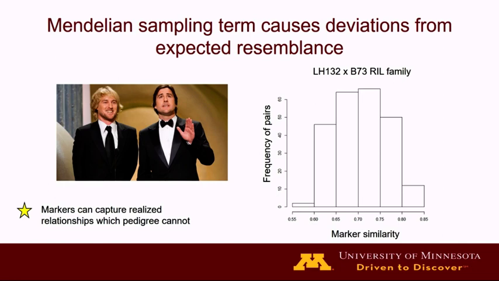If you look within a biparental family here, say this is a maize recombinant inbred line family, individuals from the same family, of course, have quite different marker similarity. Some individuals only share 55% of the alleles. Some individuals share 85% of the alleles. All right? So we can model pedigree relationships, but the problem with only modeling pedigree relationships in a model like this is it doesn't capture this part of the variation. And markers allow you to do that.